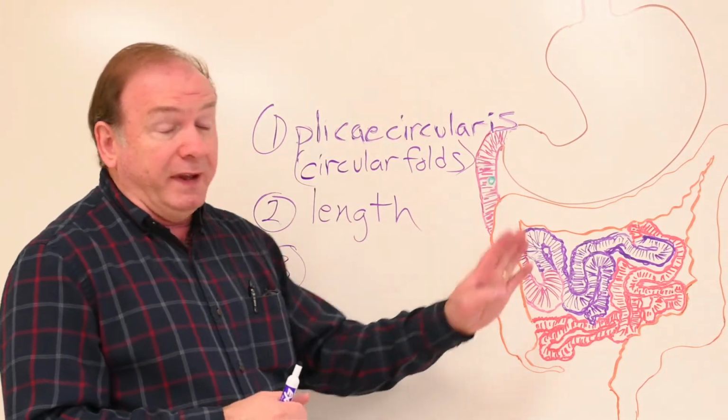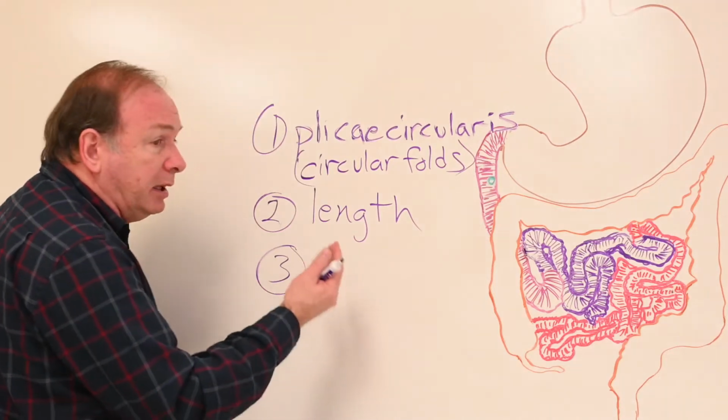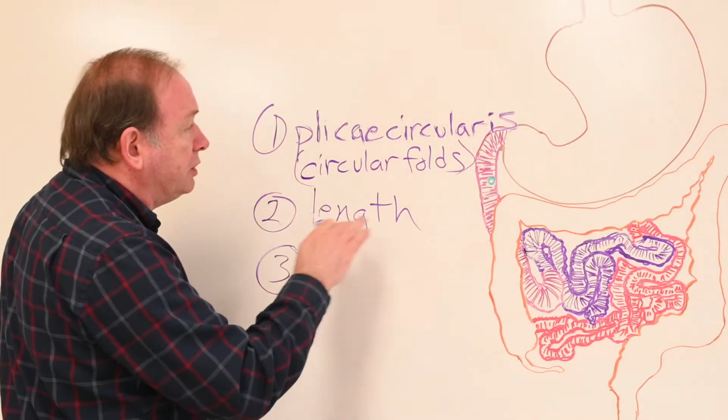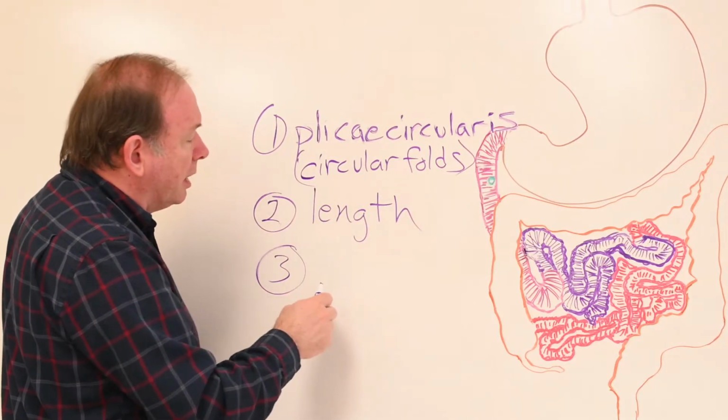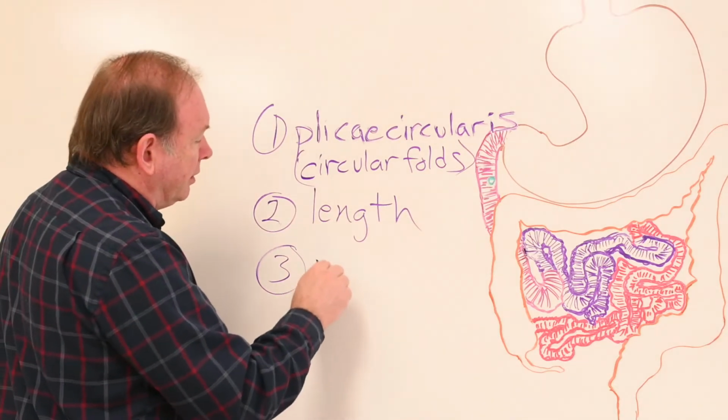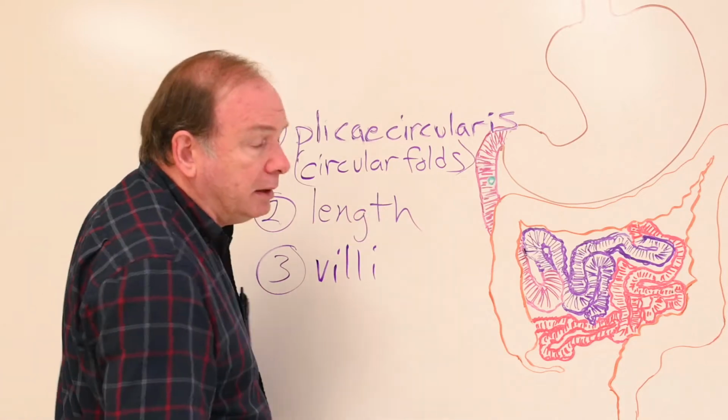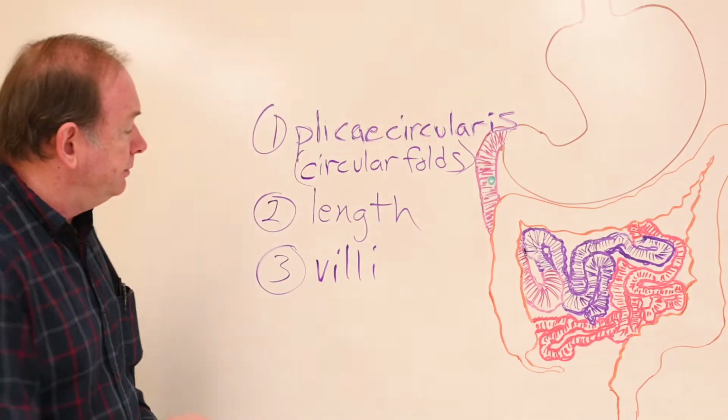Thirdly, we have the villi of the intestine, these tiny little finger-like projections that cover all the surfaces of all the circular folds in the walls of the intestine. So villi in the walls of the intestine.